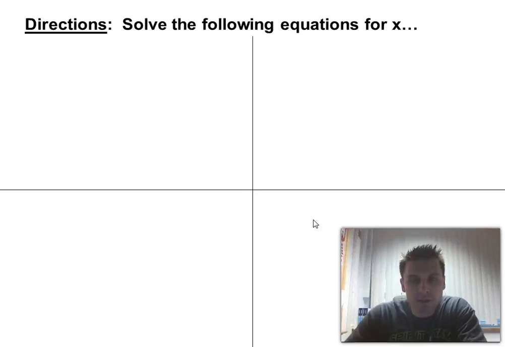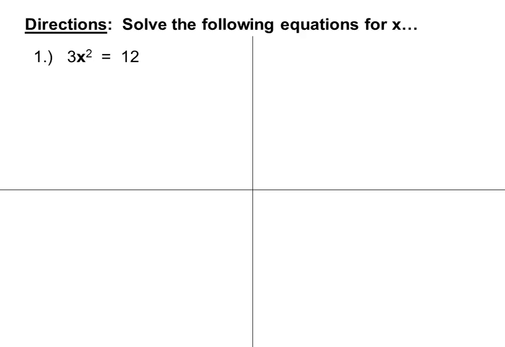Alright, and we're back here with solving quadratic equations. We did some graphing of quadratic equations. Now we're going to solve quadratic equations for x. So we have our first quadratic equation here of 3x squared equals 12. Notice we don't have a y anymore because we're saying that y is 12. So under the conditions that y is equal to 12, what does x have to be? And we're just going to use algebra to solve this.